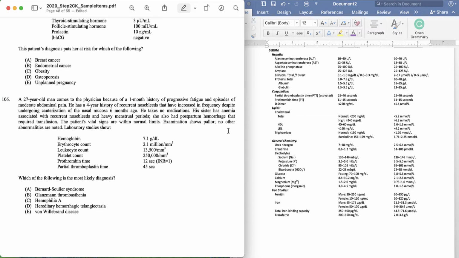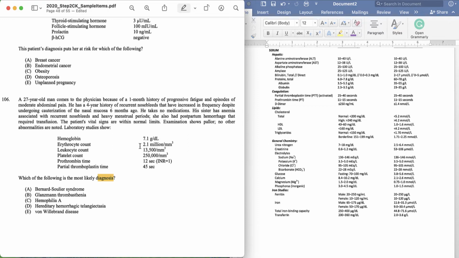All right, let's do one more, applying what we learned. So we're going to look at the main stem question. Here it says, which of the following is the most likely diagnosis? So that's a key word here. We're looking at diagnosis. I'm going to take a quick look at the options here. Looks like this question is going to be about a bleeding or platelet disorder of some sort.